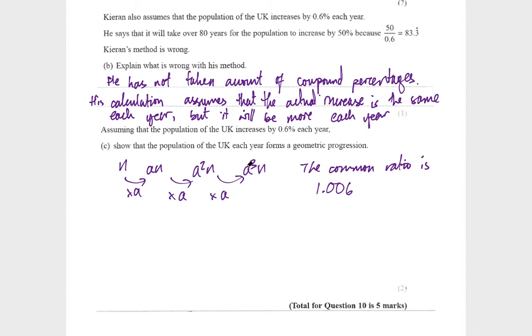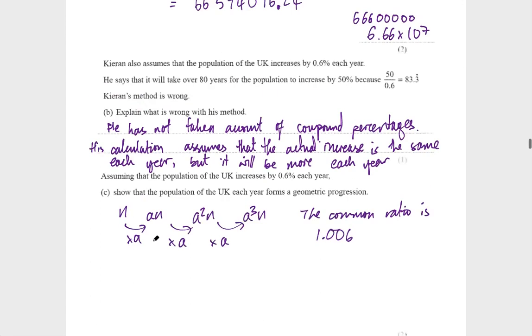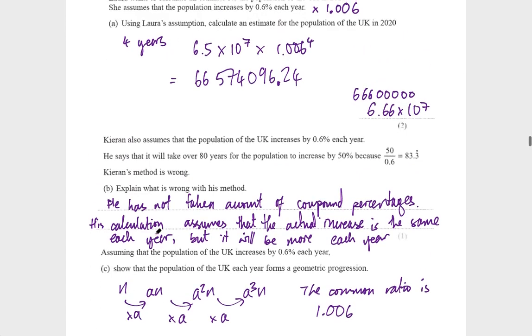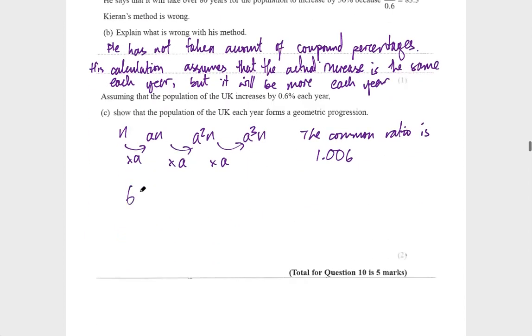By actually writing this down, I've shown that I understand what a geometric progression is, which is what this question is really about. The other thing that you could do is actually use the values that you were given at the start. So we've got 6.5 times 10 to the 7. So 6.5 times 10 to the 7 gives me 65 million. And show the actual values of increasing it by a multiple of 1.006 each year.